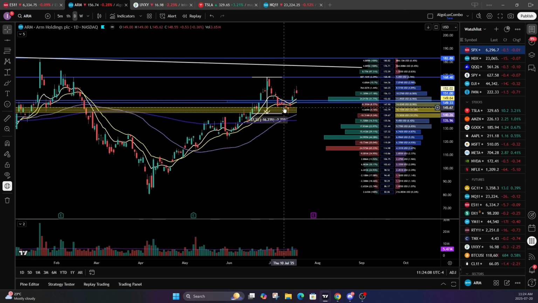But I am liking ARM. It is kind of lagging in the semi space, but I think it needs some sort of catalyst. Not really seeing too many developments. Again, the only news that it had was way back when NVIDIA was thinking of acquiring ARM, but that got shut down due to, again, monopoly concerns at the time, right? ARM also shut down the purchase here. So we'll see what happens.